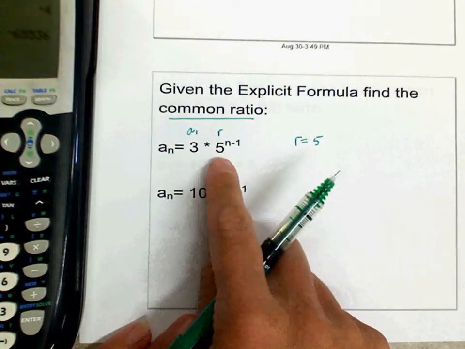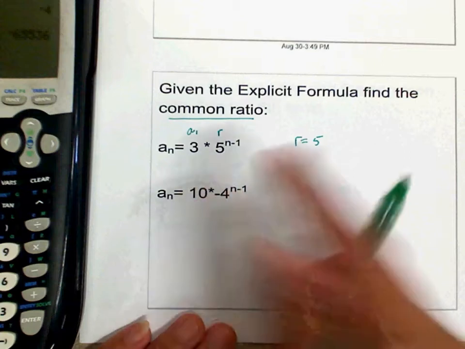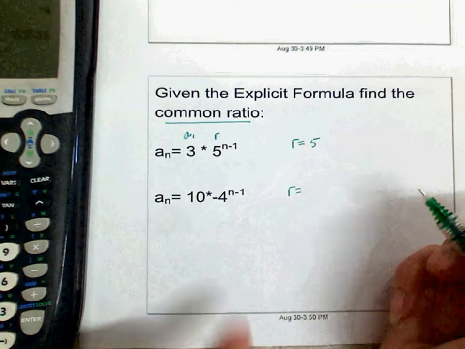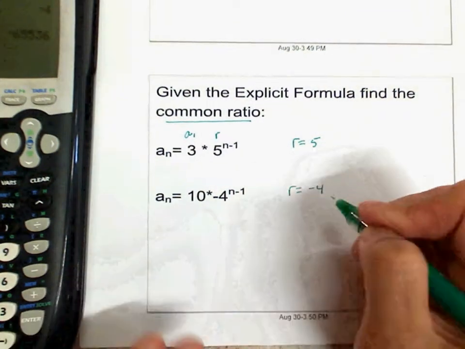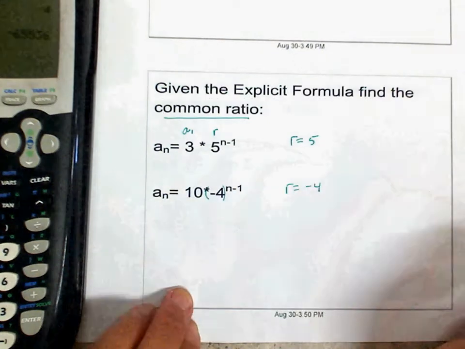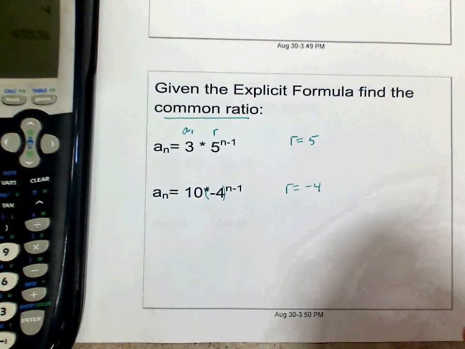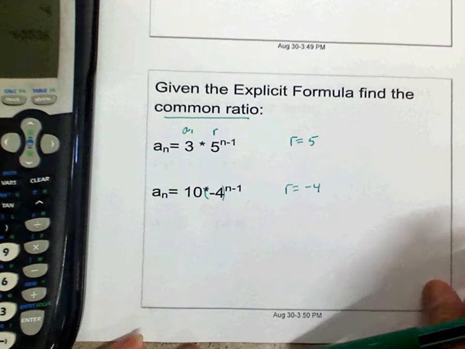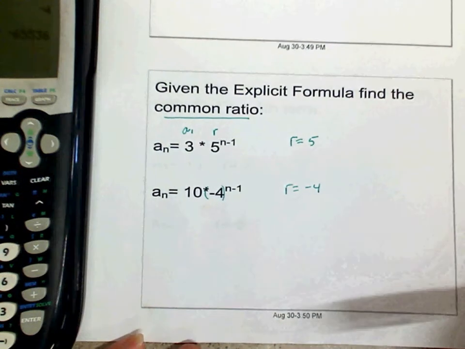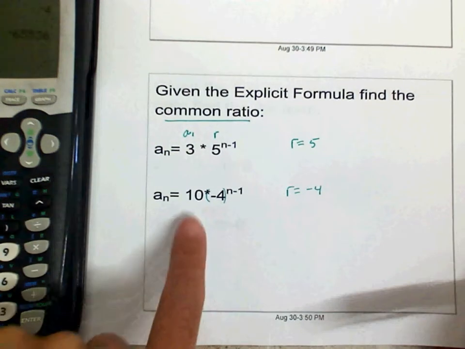It always comes second. This one, R is equal to negative 4. Sometimes you'll see parentheses around this, same thing, okay? The star right there means the same thing as multiply. Your first term would be 3, and your first term here would be 10.